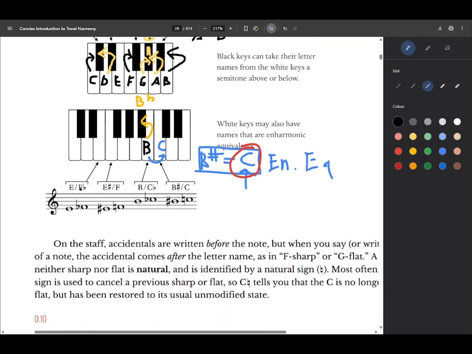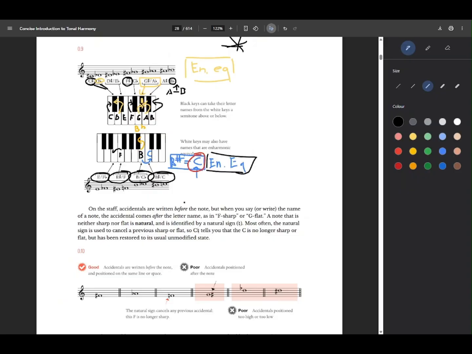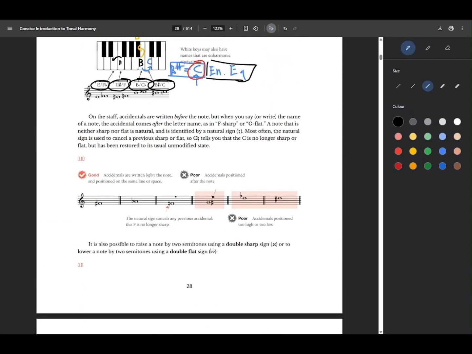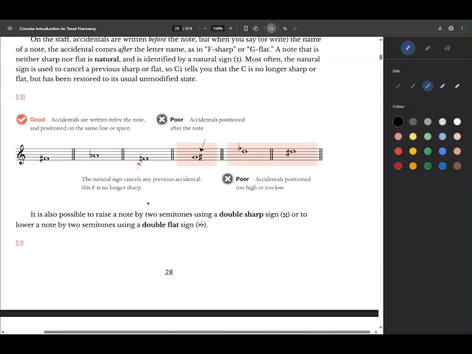And we can see some examples here with the E and the F flat. So in F flat, this is our F. We go down, and we're going to get to E. So E and F flat are the same. Same with E sharp and F. And we have our example here, B sharp and C. These are all enharmonically equivalent. All right, let's read what the book has to say, and we'll be wrapping up very quickly here.